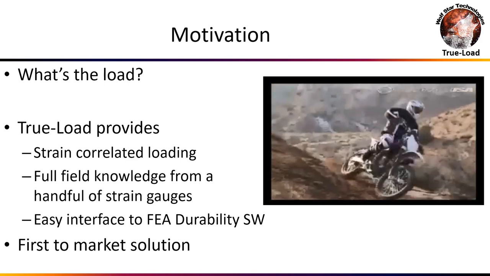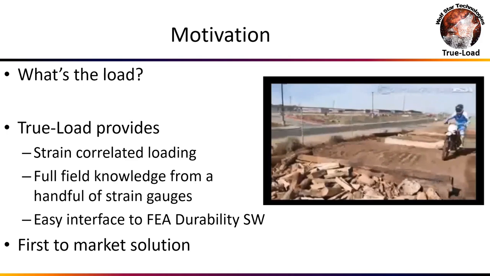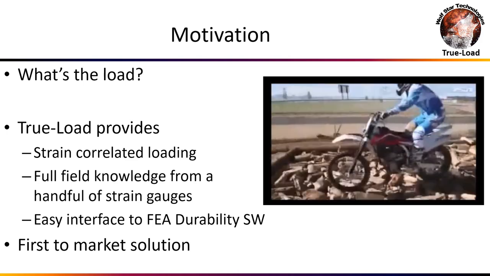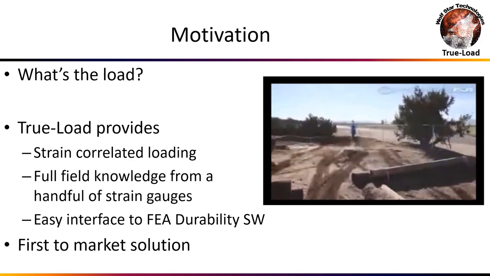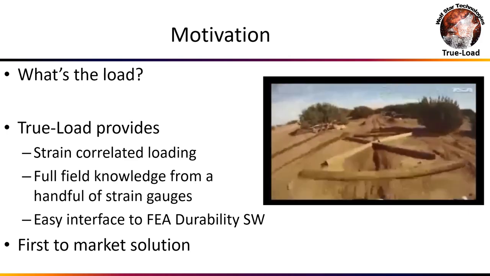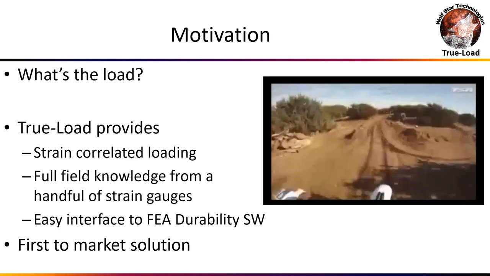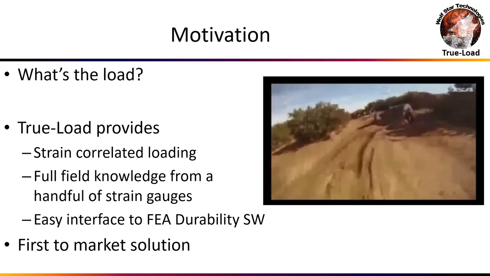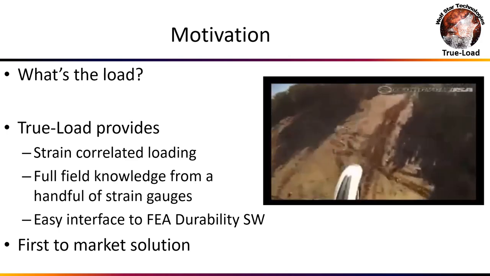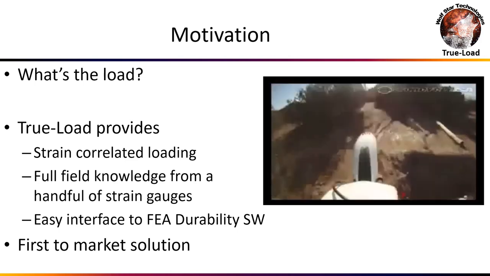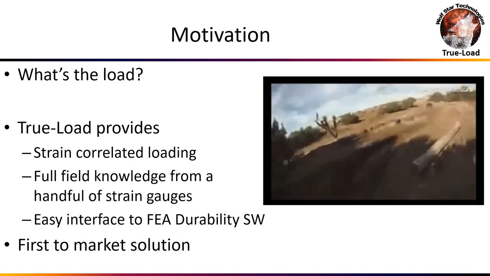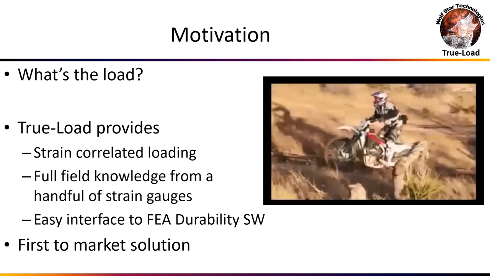And this is a first-to-market solution. It's based on a technology called influence coefficients. Influence coefficients have been around for probably 50 years. But the problem with influence coefficients historically is that it's all been done manually. Gauge placement has been done manually. The unit loads have been done manually in the lab. And so the correlation matrices were never done very well, and you got results that were meaningless. So it never really caught on because of all the problems with all the manual steps involved.